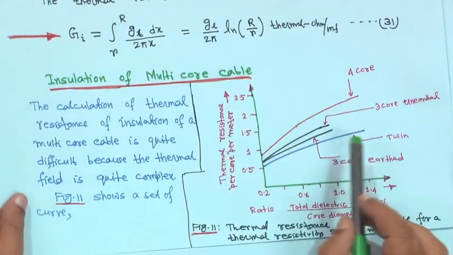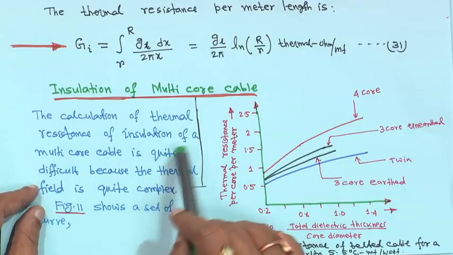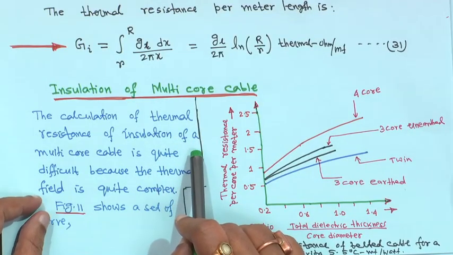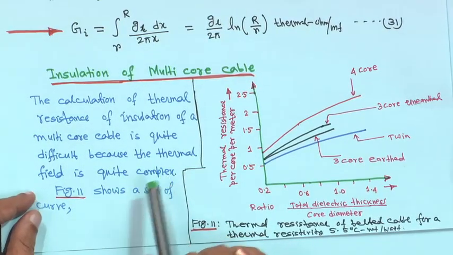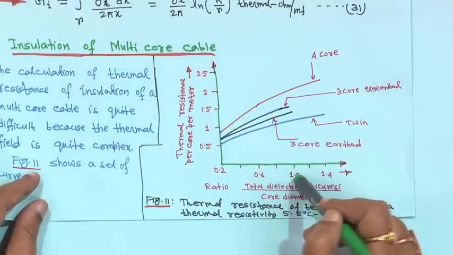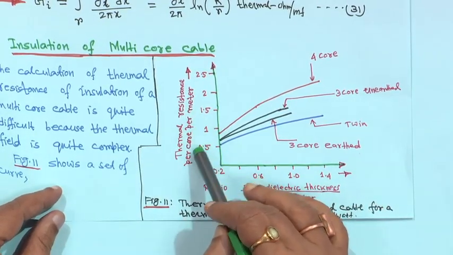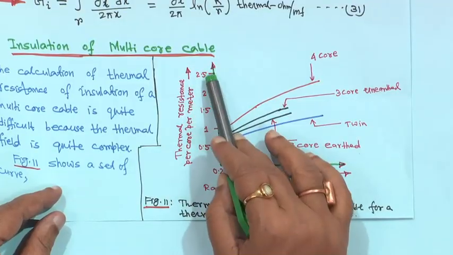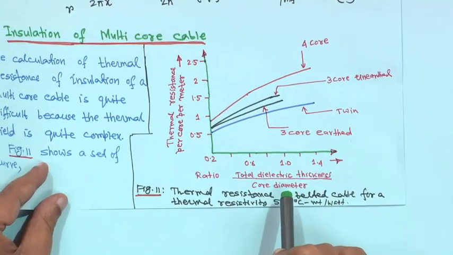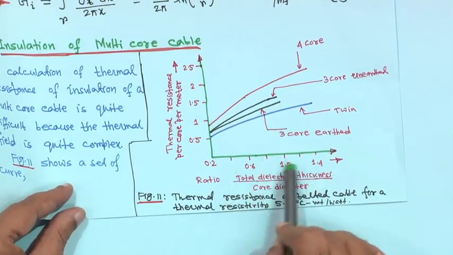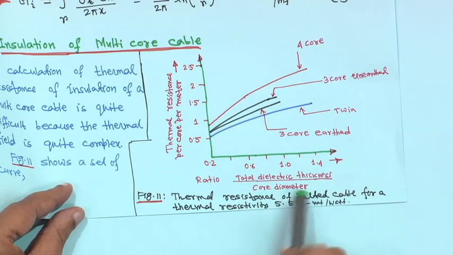Now, next is the insulation of a multi-core cable. In this case, the calculation of thermal resistance of insulation of a multi-core cable is very difficult, because the thermal field is quite complex. These figures I have taken from somewhere. The y axis is thermal resistance per core per meter, from 0.5 to 2.5, and the x axis is the ratio of total dielectric thickness to core diameter.